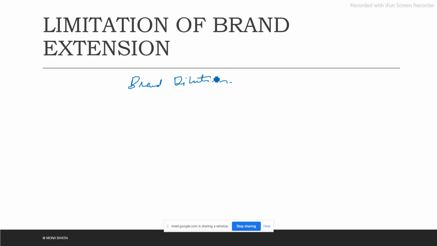Okay. If the extension is done too far, in an inappropriate category, the brand may lose the category credibility. Sometimes they lose their credibility also in case they are not done well. Okay. Then brand extension may result in the spoiling of the image of the brand.